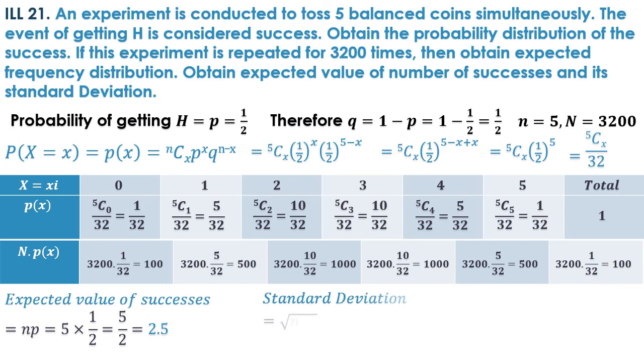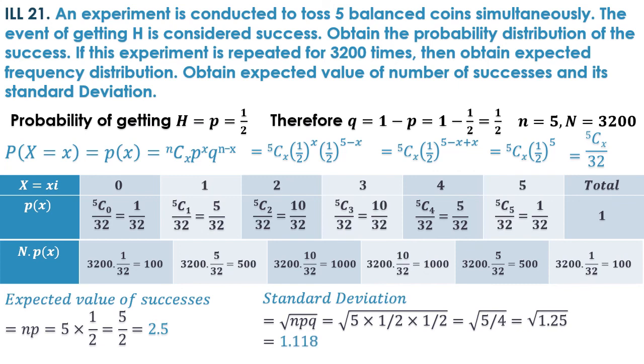Similarly, the standard deviation of the successes is root npq, that is root of 5 into 1 upon 2 into 1 upon 2, that is root of 5 upon 4, that is root of 1.25. The answer is 1.118. So the expected value of successes, that is the mean, is 2.5, and the standard deviation of the successes, that is root npq, is 1.118.